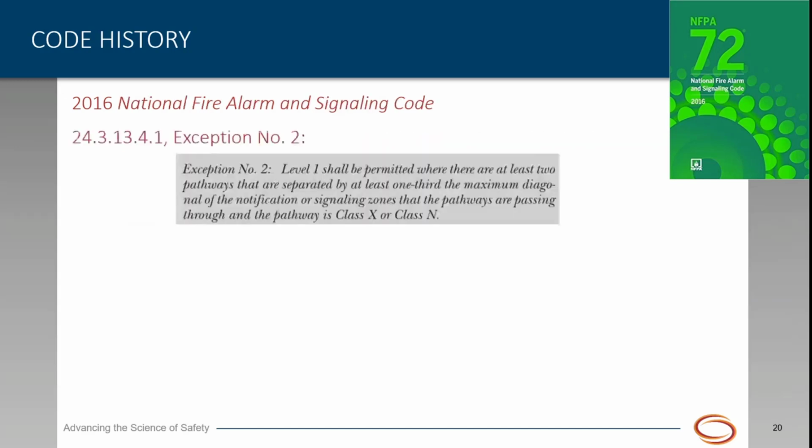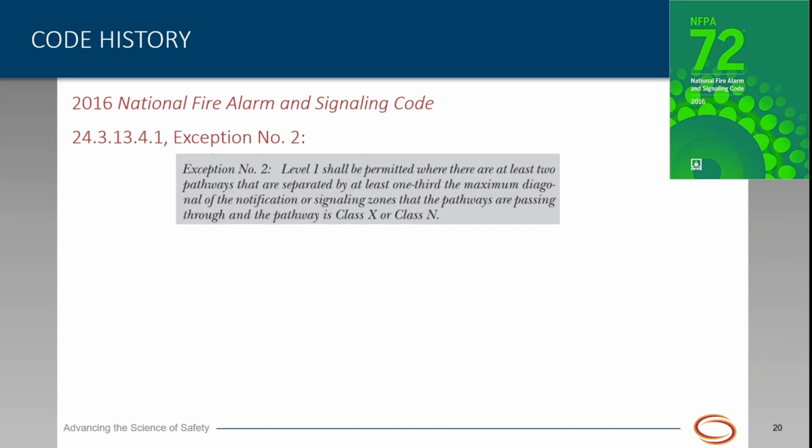Now for the 2016 edition, the requirement we just saw contained an exception number 2, and it talks about this 1/3 the maximum diagonal. You can use a level 1 if you have this separation between notification appliance circuits, as an example, as long as the pathway is Class X or Class N. Class X and Class N, the features of them is they're resistant to a ground fault.